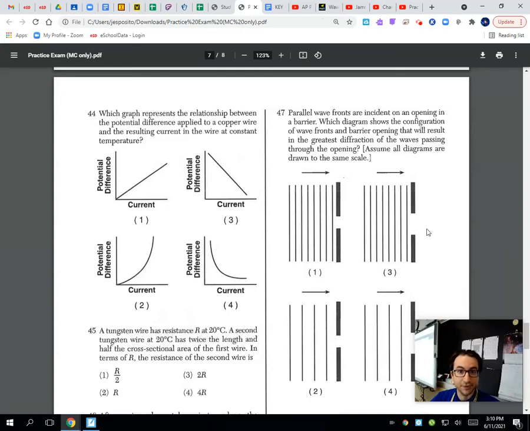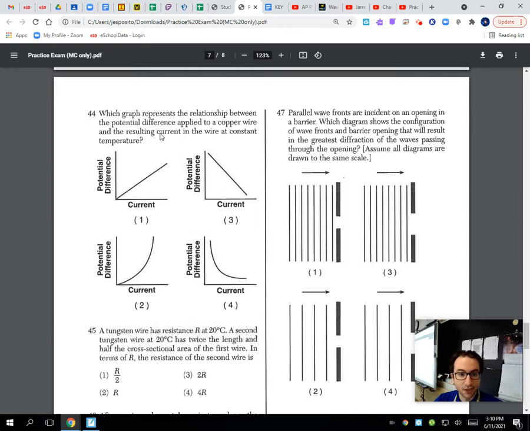All right, so we're wrapping up the final practice exam with number 44 through to the end. In number 44, we're looking for the relationship between potential difference and current in terms of a graphical representation.